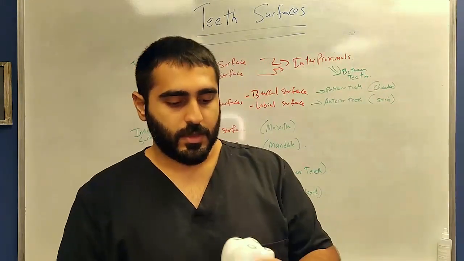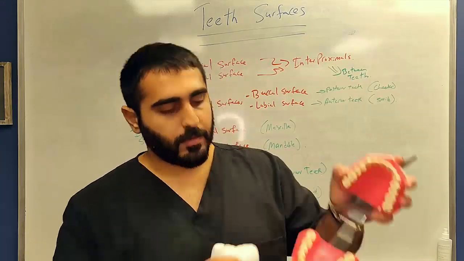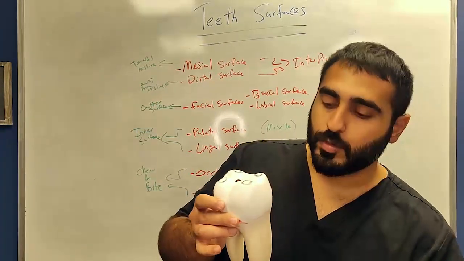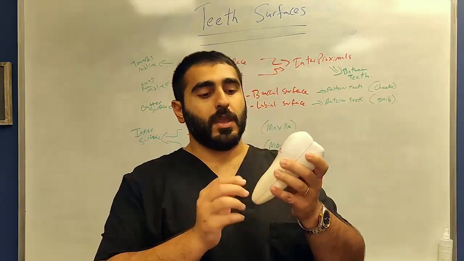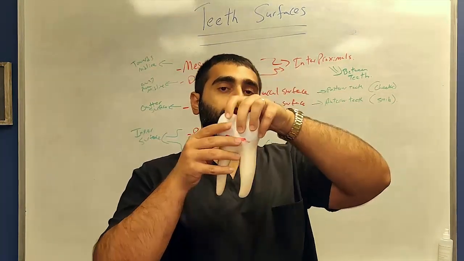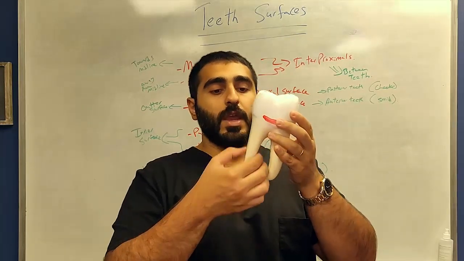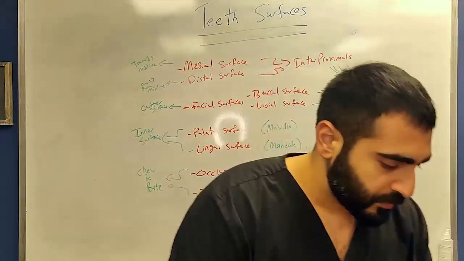As you can see, this is a mandibular molar. Our mandibular molars have two roots, and the roots are placed mesially and distally. So this is how it would be placed. The root that's placed mesially is the mesial root of the mandibular molar, and the root that's placed distally is the distal root of the mandibular molar.